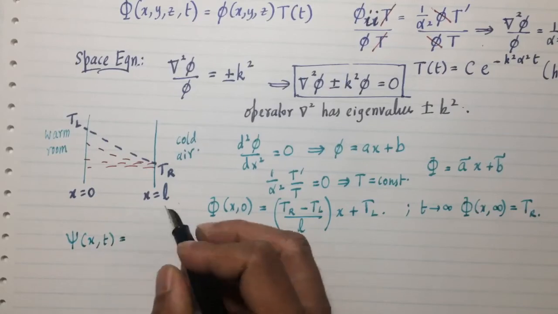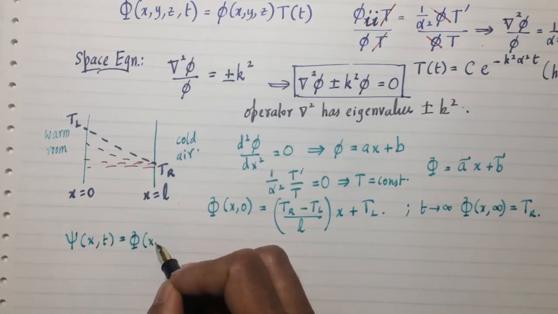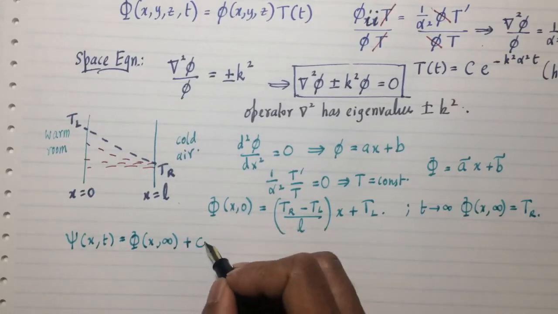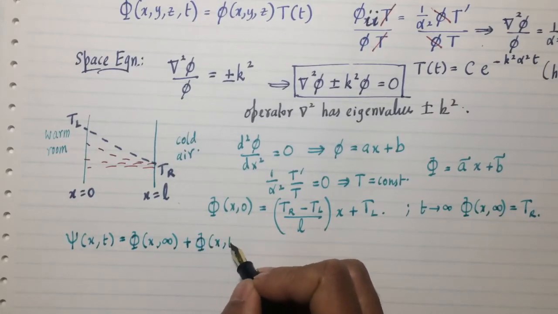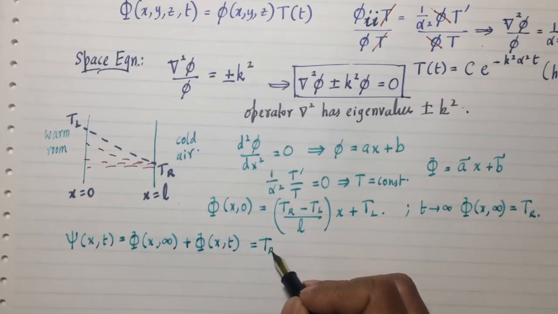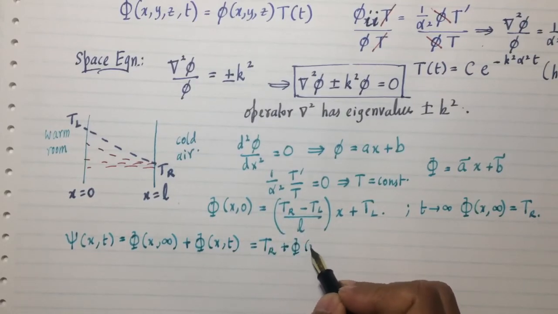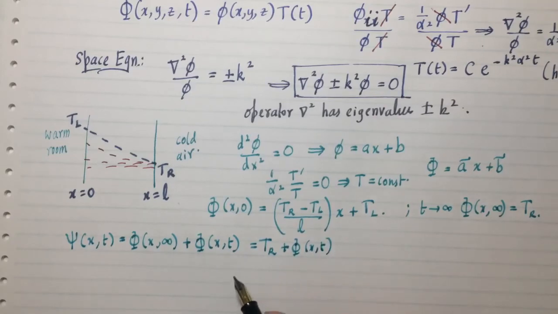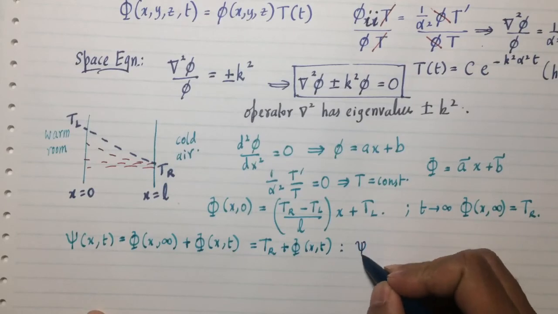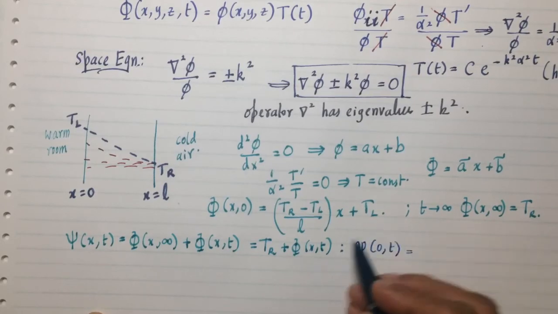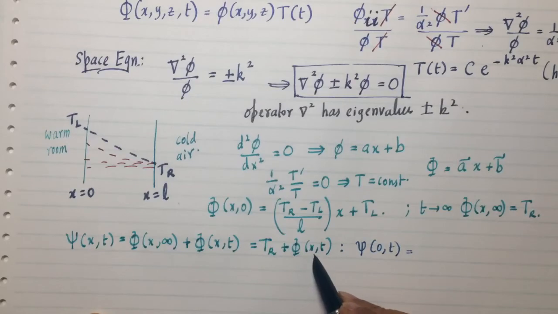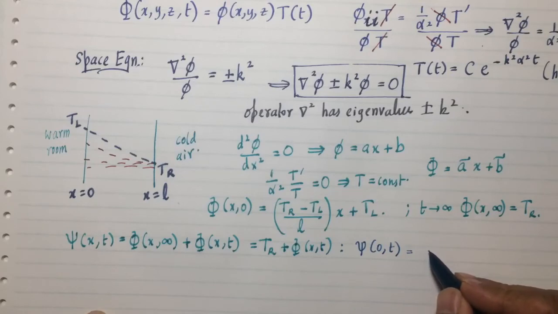Psi of x comma t is the asymptotic infinity boundary conditions plus the conditions at any given time. If you do that, you get TR plus phi of x comma t. Now the advantage with doing this is that with respect to these new coordinates, psi of 0 comma t, which is TR plus phi of 0 comma t, will just be 0 because the temperature at 0 is TR.